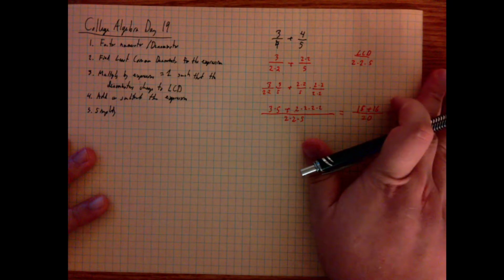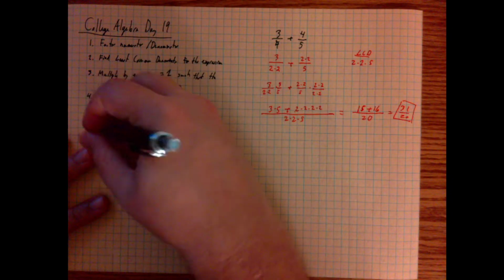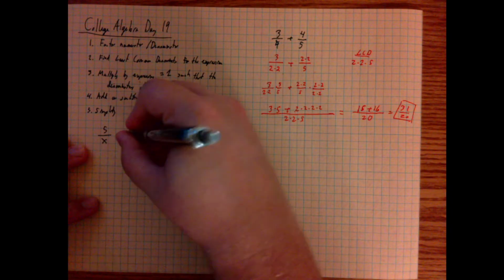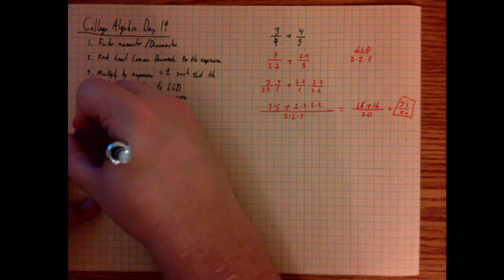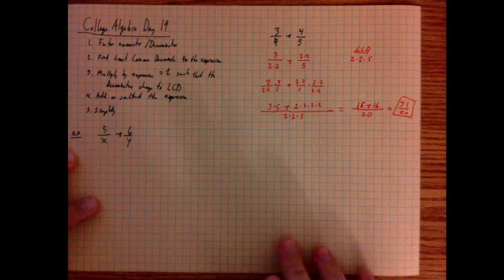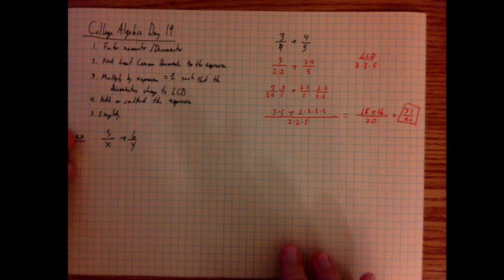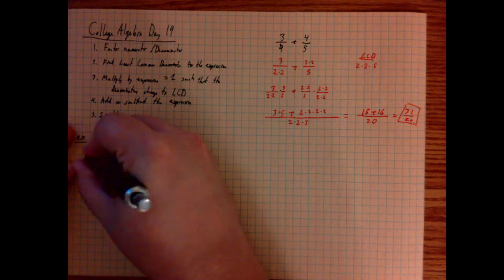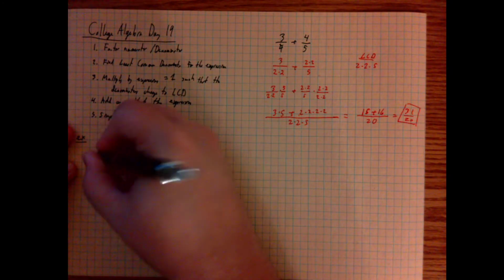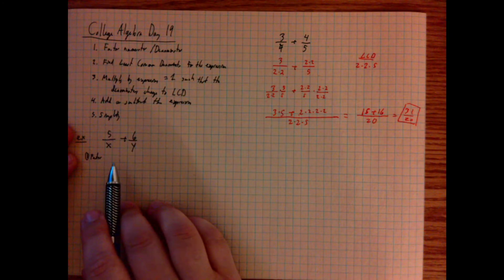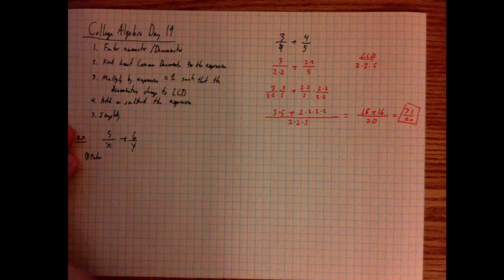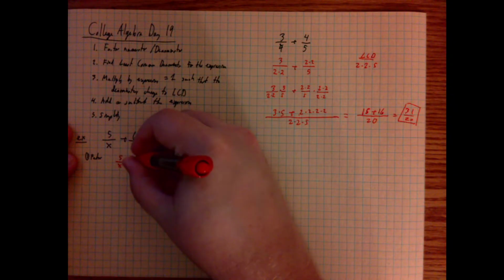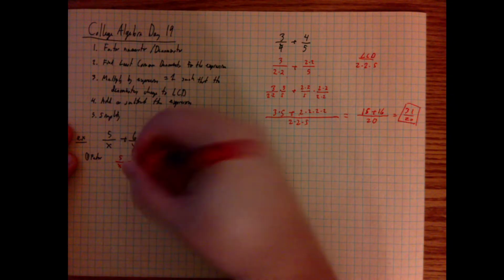With this basic example in mind, let's look at one involving variables. This is my first example: 5 over x plus 6 over y. Now, my first step is to factor. But that's not very useful because factoring doesn't really do much here. If I factor this, it would become 5 over x plus 2 times 3 over y.